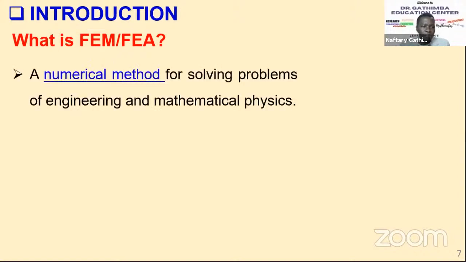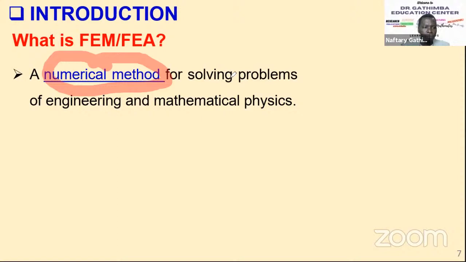Now, this FEM is a numerical method for solving problems of engineering and mathematical physics. When you find the word numerical, you are supposed to know that this is an approximation method. Remember the trapezoidal rule, Simpson's rule, the Runge-Kutta method, numerical integration. Yeah, you did the course, SMA 23 70 something, numerical methods. So it was an approximation method, all right? And it's used to solve the engineering problem. So that's what the FEA is. It's an approximation method using numerical approaches. And we are going to see why this analytical method.